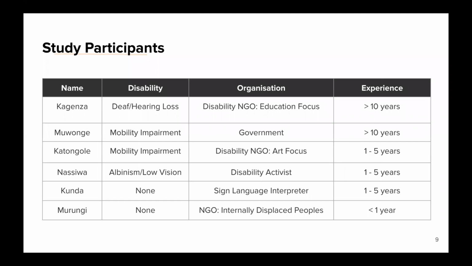We had 6 participants who worked with persons with disabilities. 4 of them self-identified as having a disability, 2 with a mobility impairment, 1 who is deaf, and 1 who has albinism and low vision.